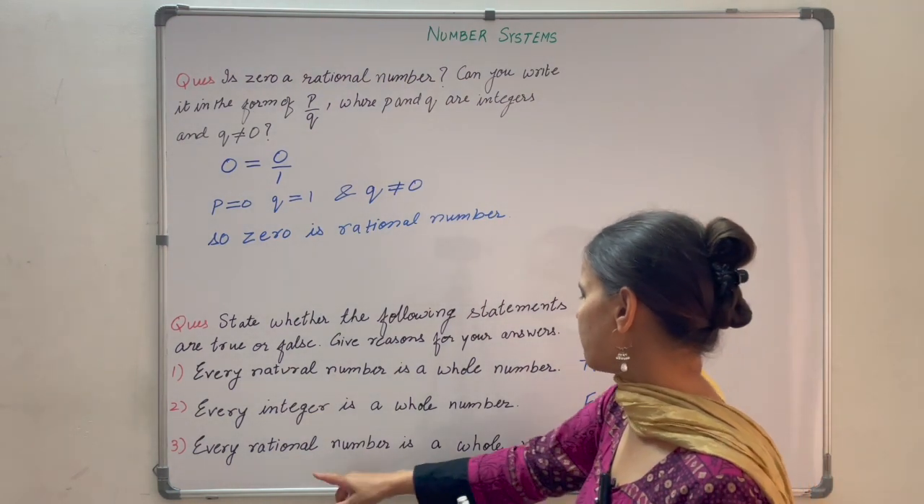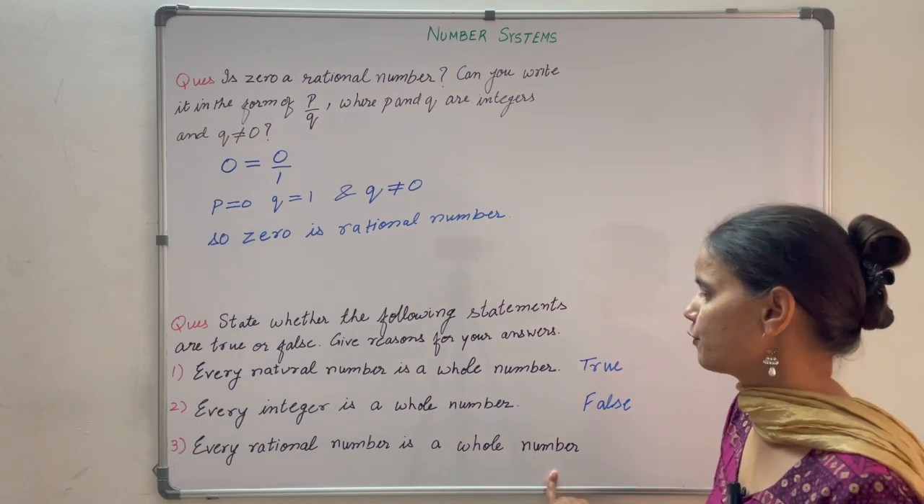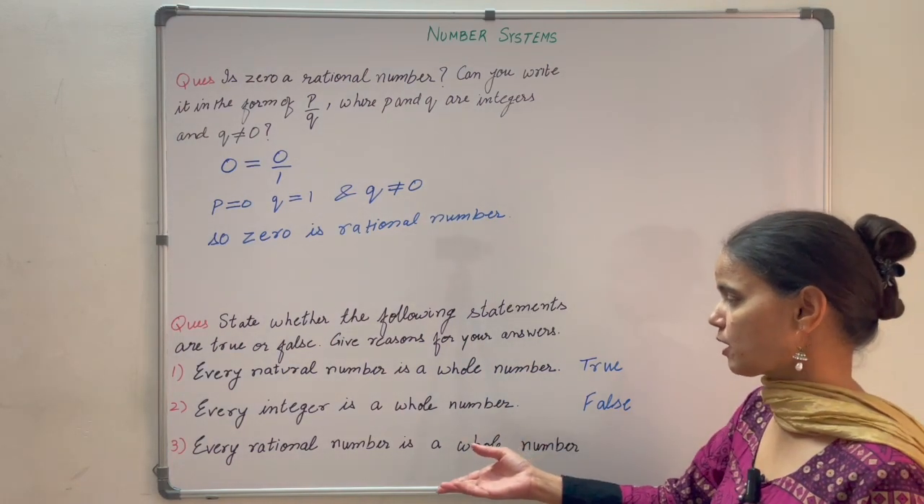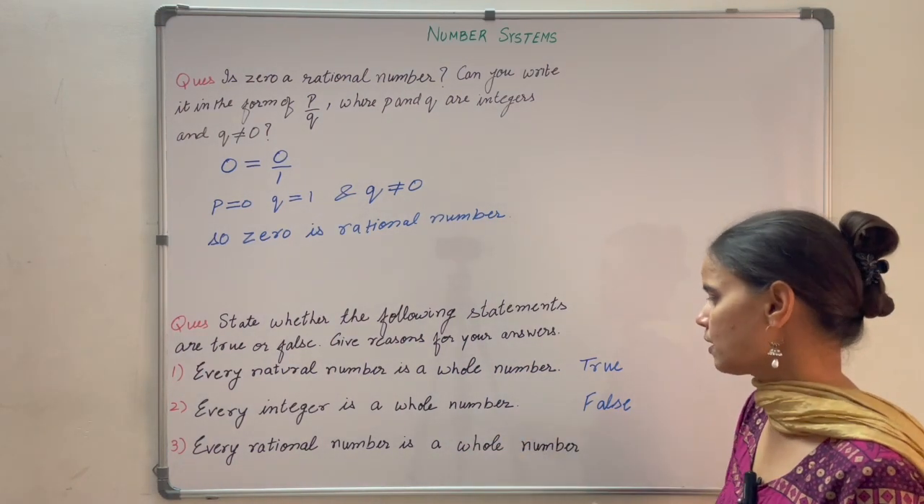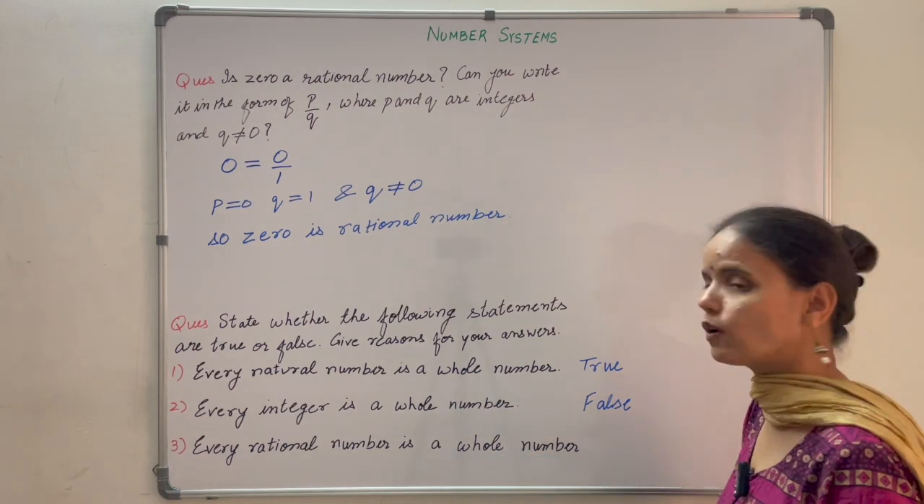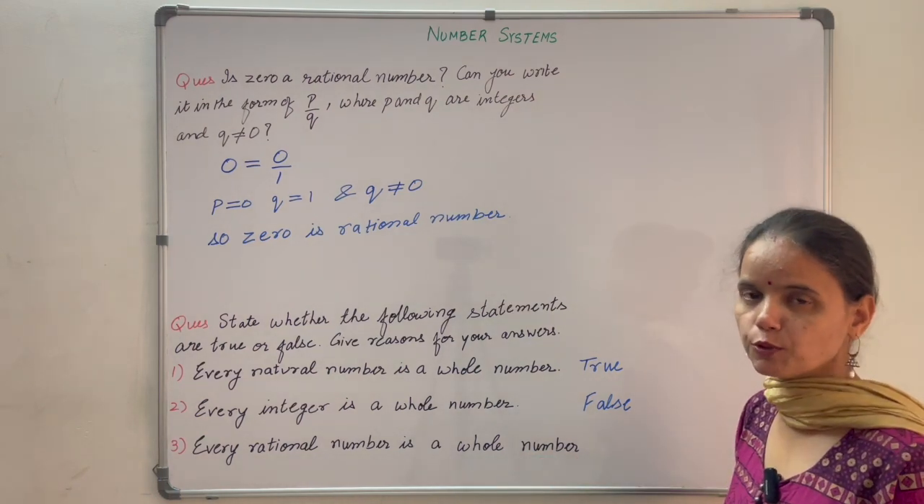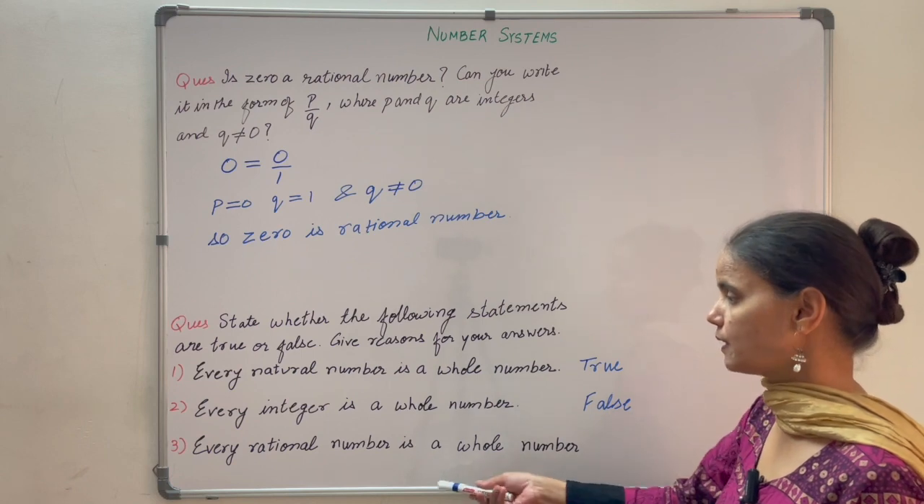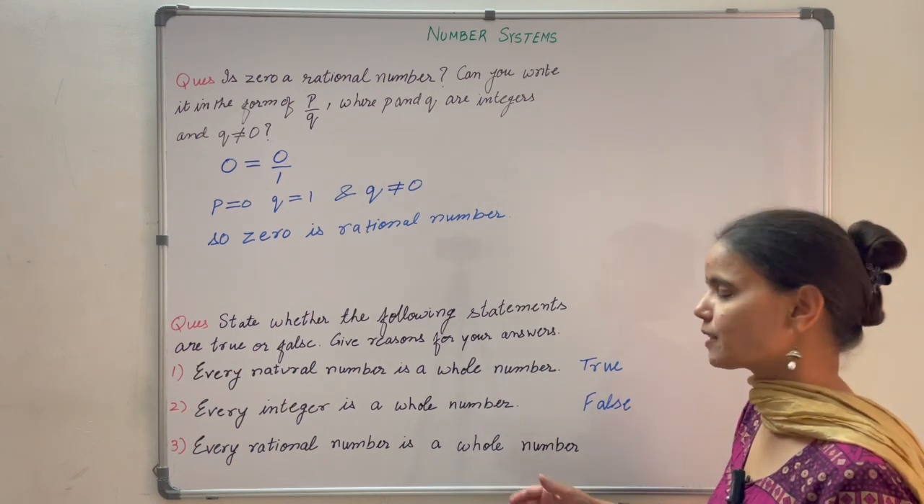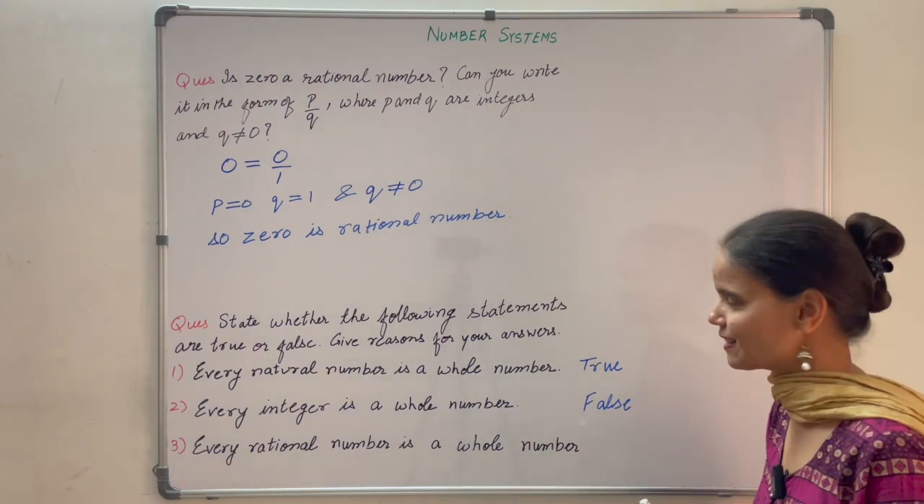Every rational number is a whole number. If you take any negative rational number or any fraction, that is not a whole number. For example, -1 by 2, 4 by 6, all these are rational numbers, but they are not whole numbers. So the answer is false.